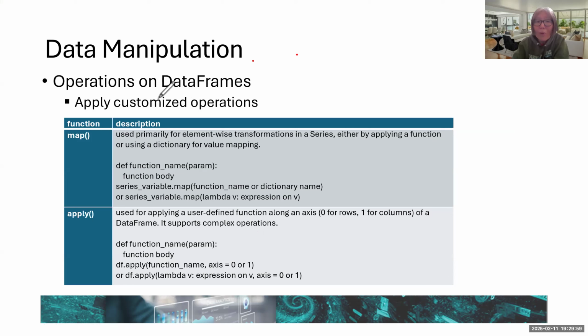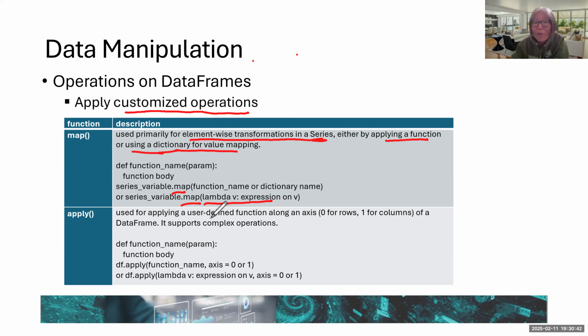And we will see that in our example. You can also apply customized operations. There are two functions you can use. The first is called map. The map is used primarily for element-wise transformation in a series. You can either apply a function, or you can also use a dictionary for value mapping. We will see that in our example. You call the map function, then you plug in a function name or a dictionary, and you can even use a lambda expression.